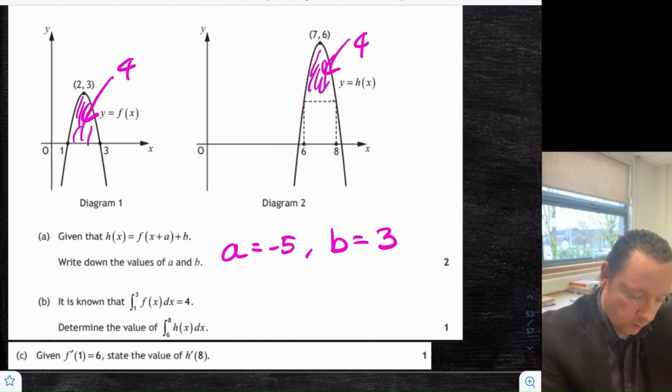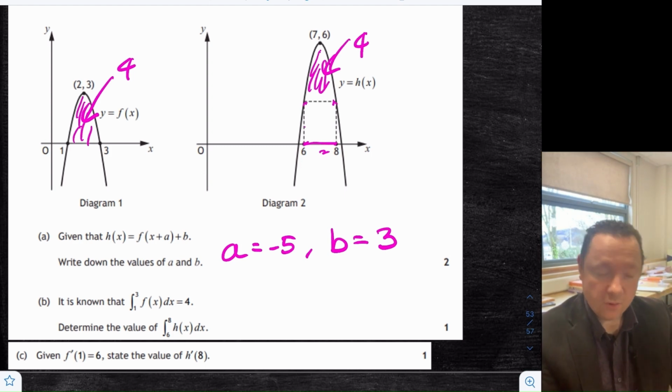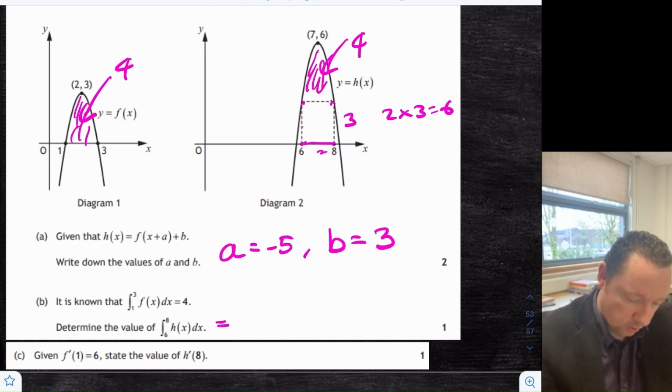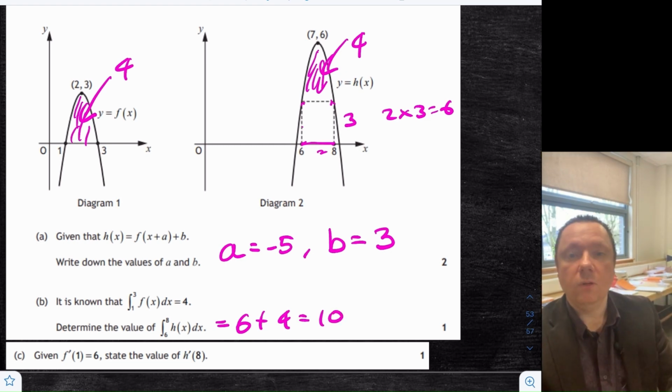leaving the extra bit between 6 and 8 is just a rectangle. That is 2 along, and that must be 3 because the graph's moved up by 3. 2 times 3 equals 6, so our integral between 8 and 6 of h of x is just 6 plus 4, which equals 10, and we're done there.